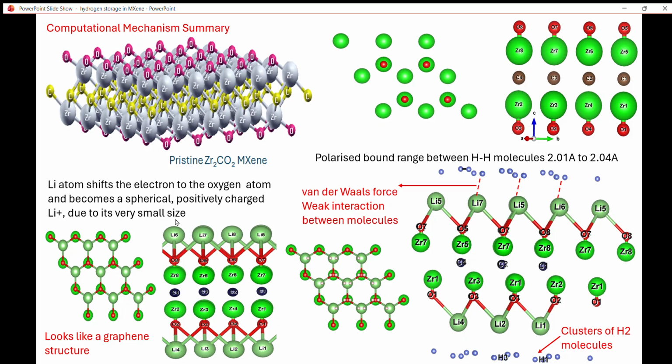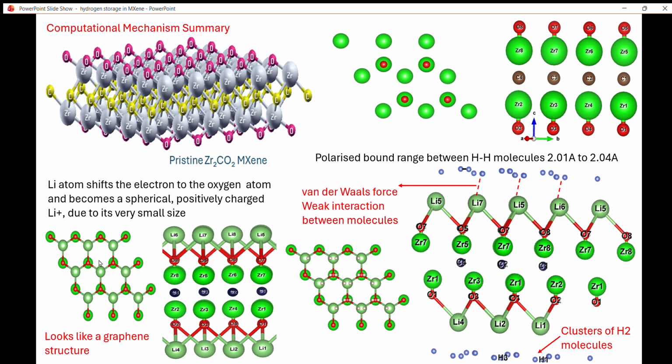In this situation, the lithium atom has a valence electron. The physical state says that the lithium atom gives its valence electron to the oxygen, due to the highly electronegative characteristic of oxygen. Lithium gives its electron to the oxygen. In this way, the lithium atom becomes a positive charge. But because the size of the lithium atom is very small, the lithium ion has a spherical charge.